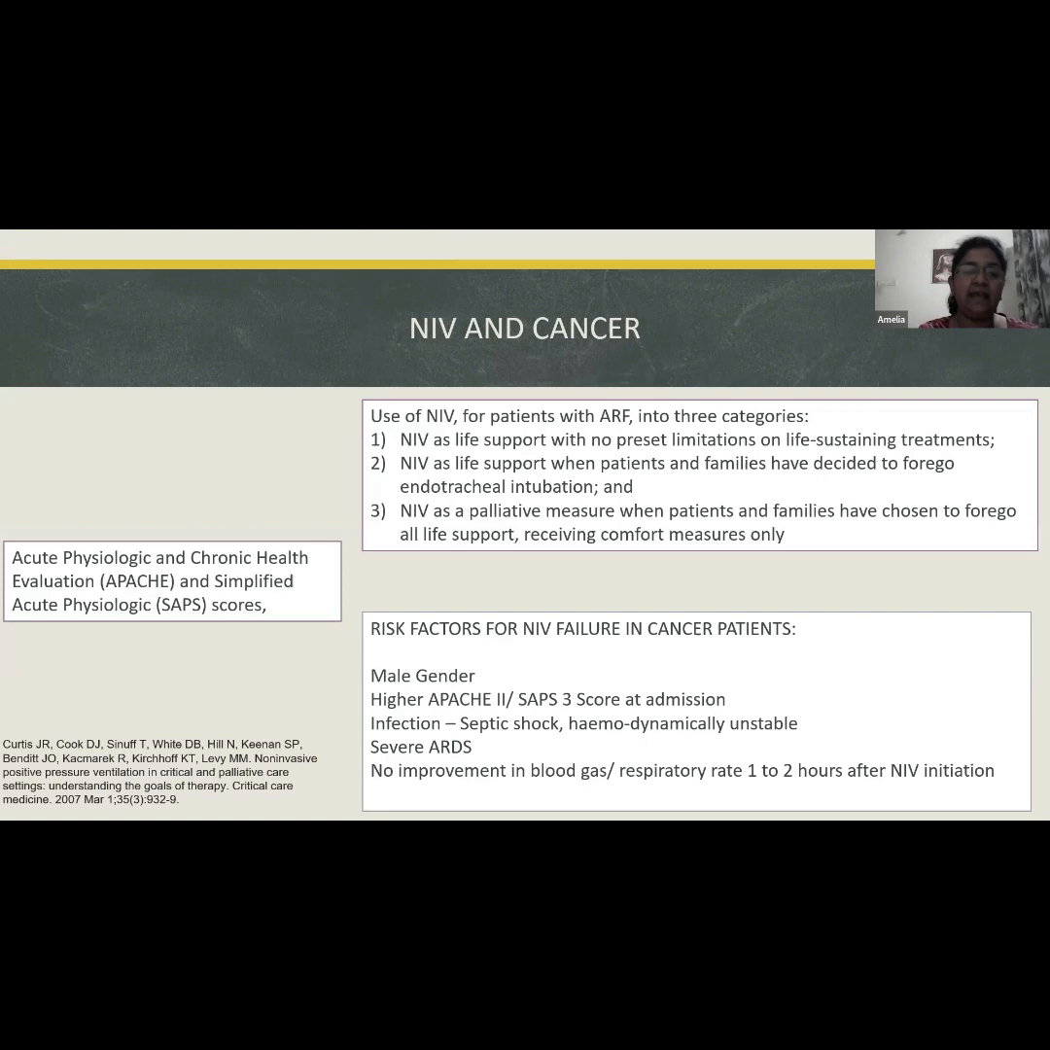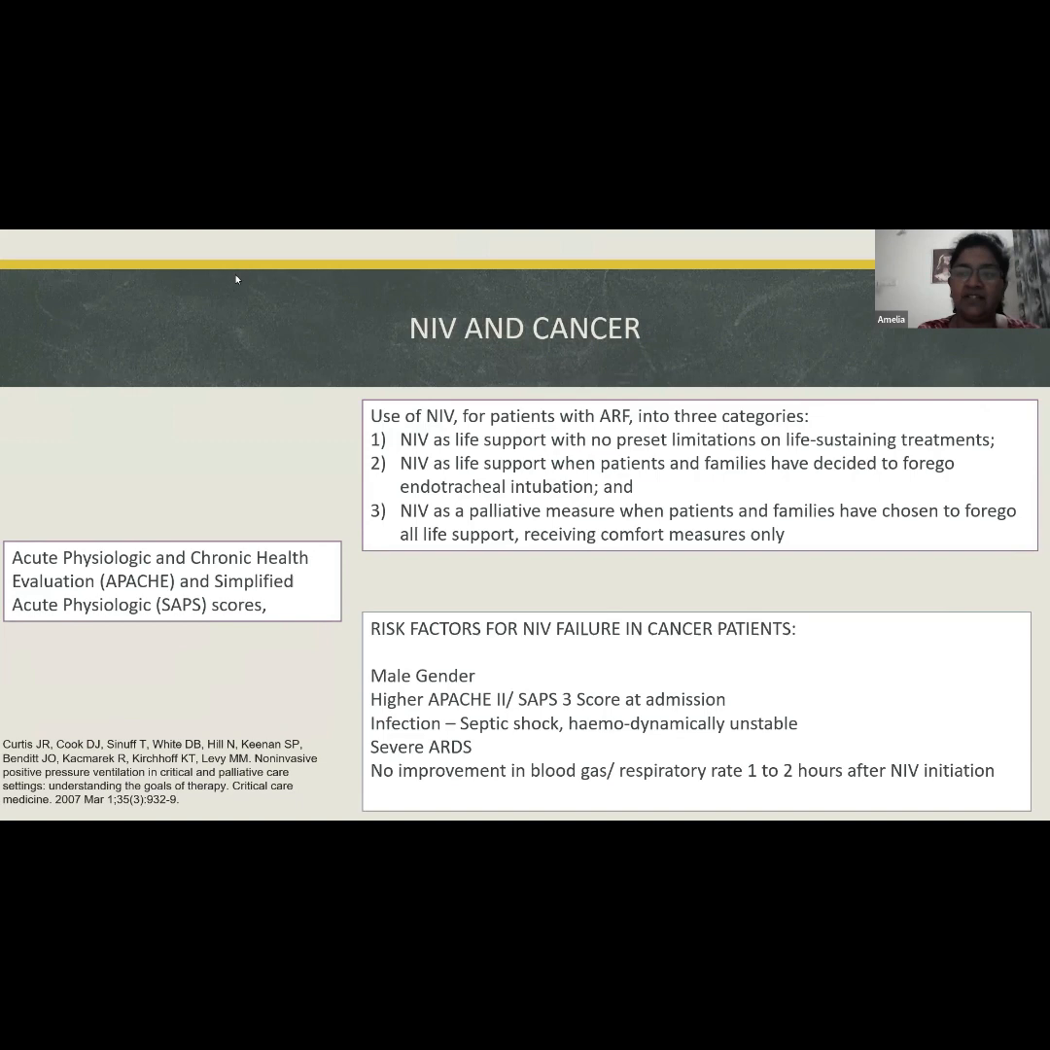So the risk factors that have been identified in studies for NIV failure are there. One is male gender. One is a higher APACHE or SAPS score. I've written on the left side what it is. Please do look it up.